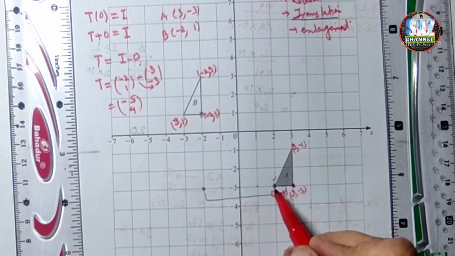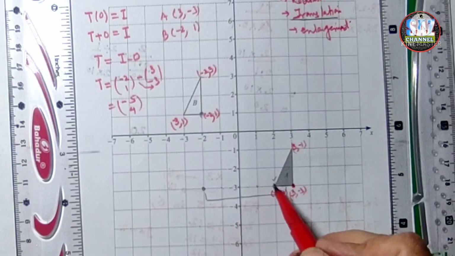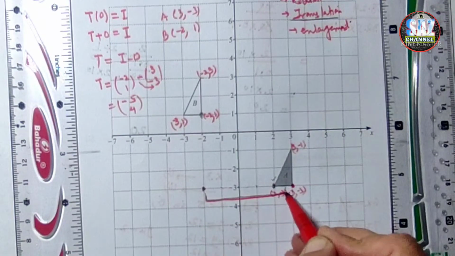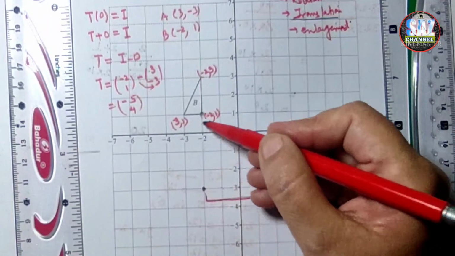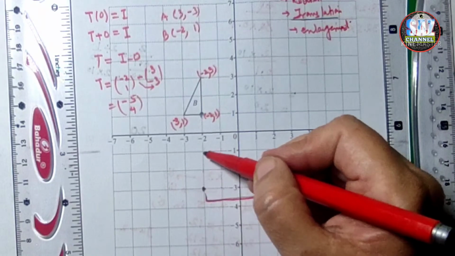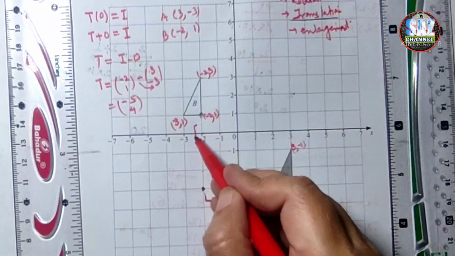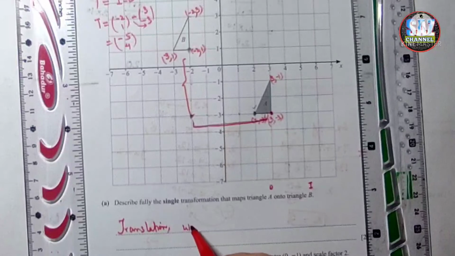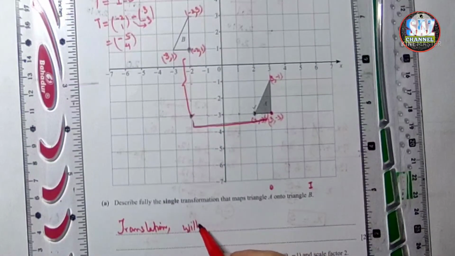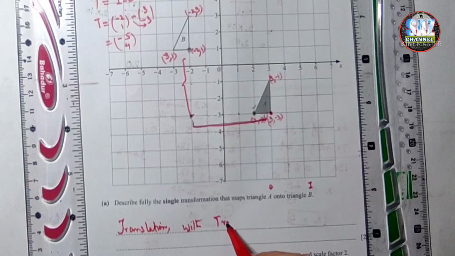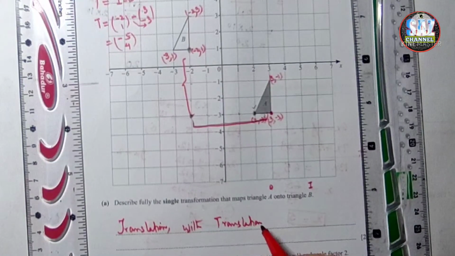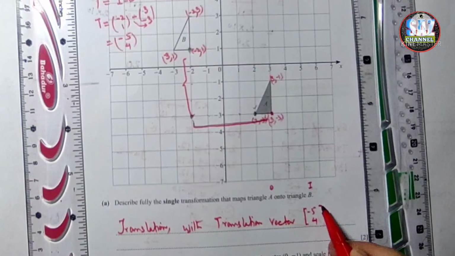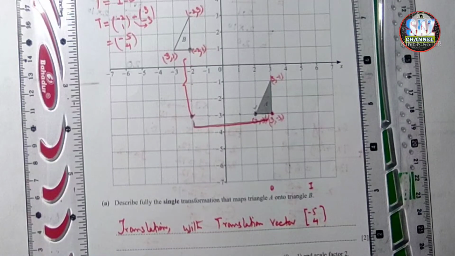Now look how many units towards the left hand side. 1, 2, 3, 4, and 5 units. 5 units over here, and now the shape is going up. So 1, 2, 3, and 4 units over here. So translation with translation vector minus 5 and 4. Okay, and in this way you can grasp 2 marks.